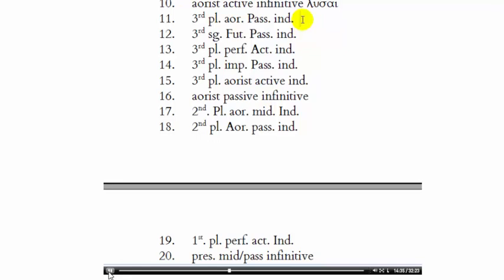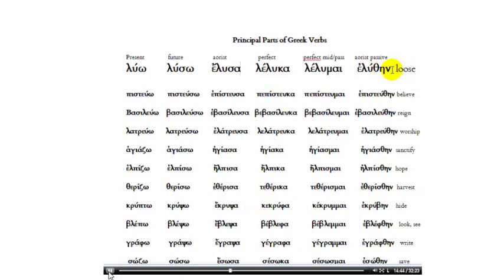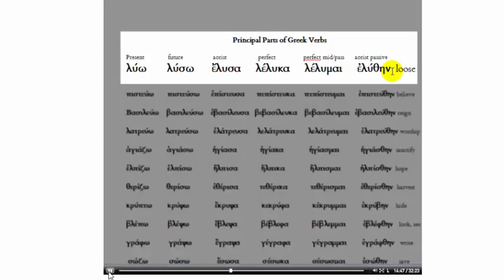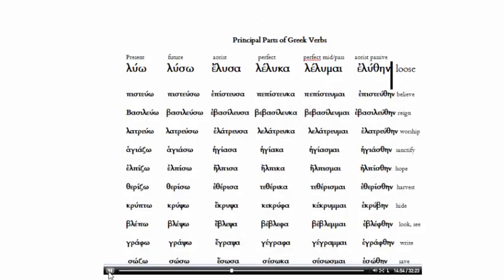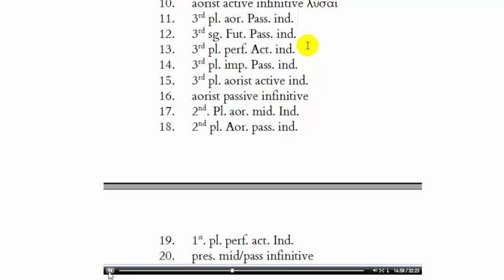The third plural, aorist passive indicative. The aorist passive is a form we have not yet seen, at least in our little review session here. That's built on the sixth principal part. So luo, luso, elusa, leluka, lelumai, eluthen, eluthen. That's what we have, and so therefore we will start with that form.